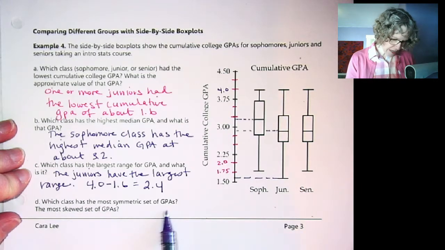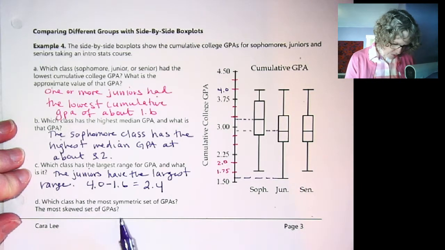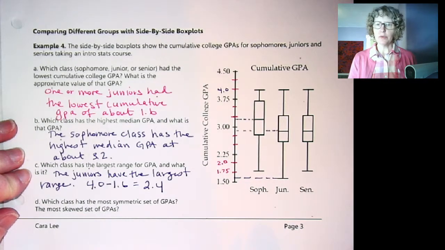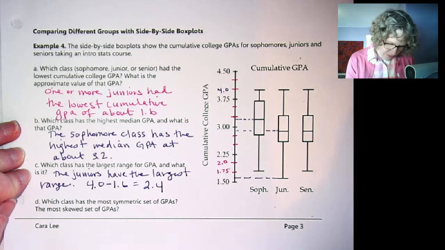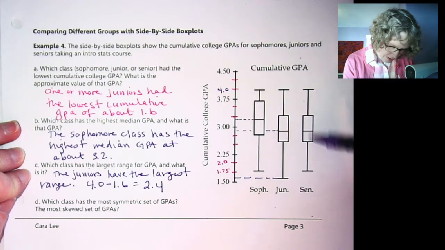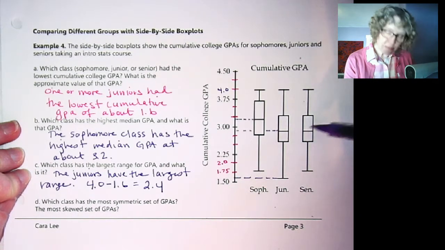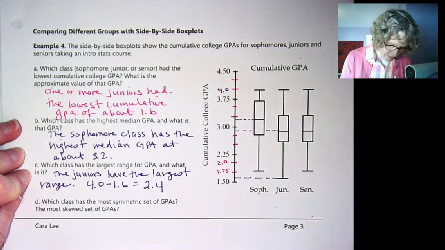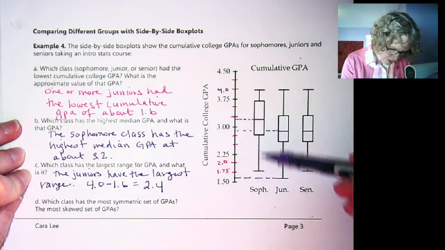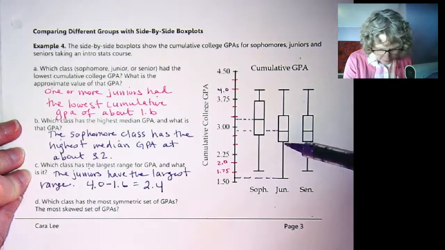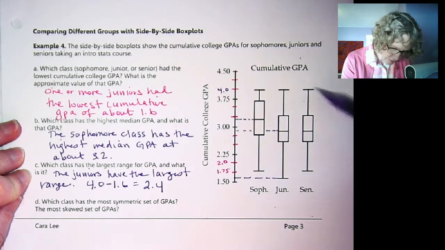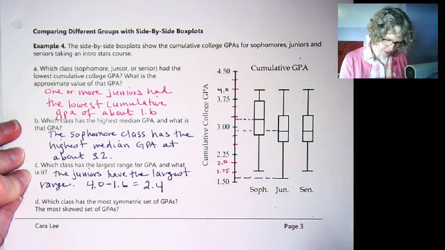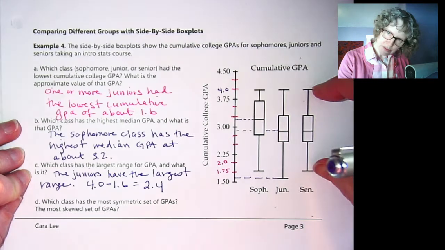Which class has the most symmetric set of GPAs and also the most skewed set of GPAs? Now, if you want to turn it on its side, if you're used to looking at it horizontally, that's totally fine. Which one's the most symmetric, would you say? So we're looking for the whiskers to be about equal, and then the median, if it was perfectly symmetric, would be halfway in the middle of the box. So what I notice is this whisker is quite a bit longer than that one. And this one looks a little longer to me than that one. I would probably say the seniors have the most symmetric, even though this isn't completely in the middle. The box is more in the middle of the whiskers.